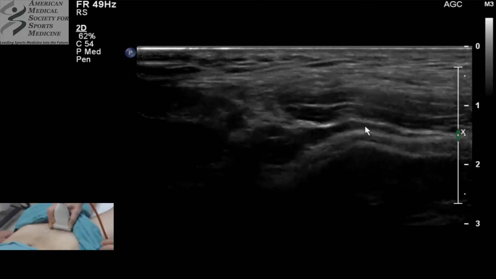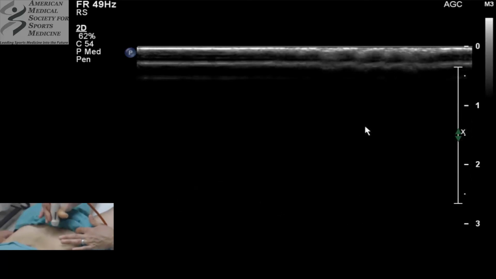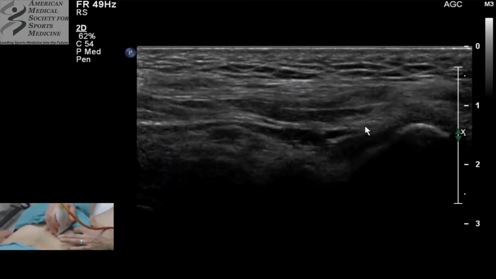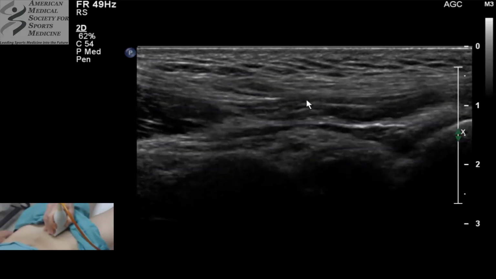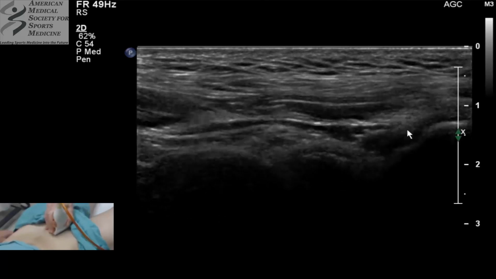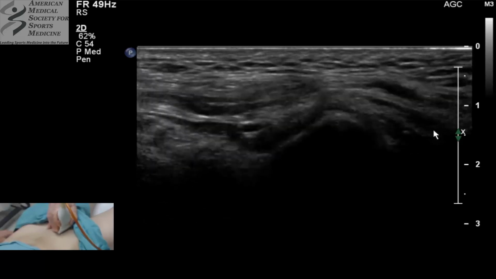I'm going to rotate into long axis. Proximal is going to be on the left of the screen, distal is going to be on the right of the screen. So again, here's that rectus abdominis. Here's the tendon coming down. Here's the pubic tubercle right here. Here's the fibrocartilaginous plate, and the adductor longus is originating right in this area.